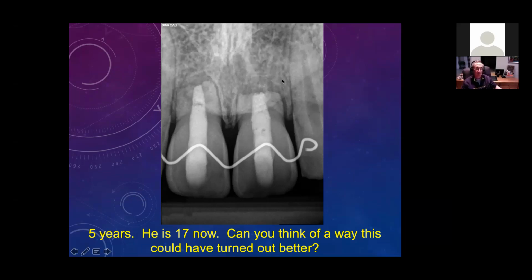So again, this went from oral surgeon to endodontist, correct? Right, exactly. Yep.